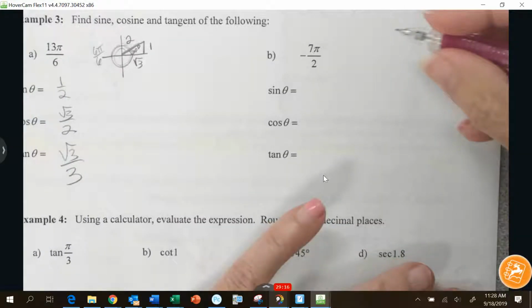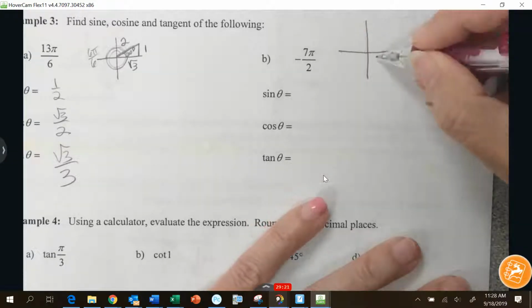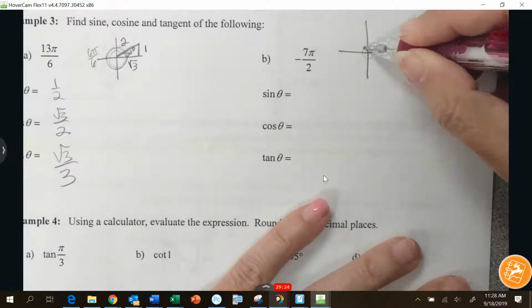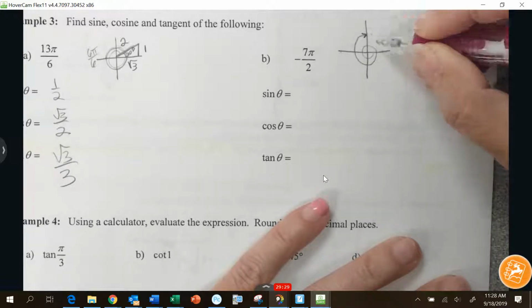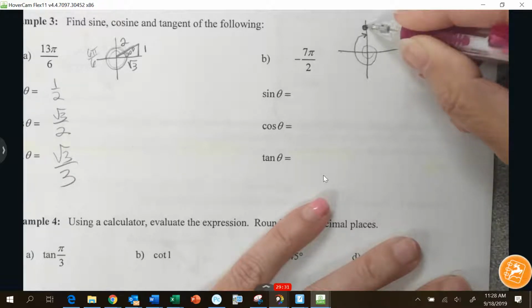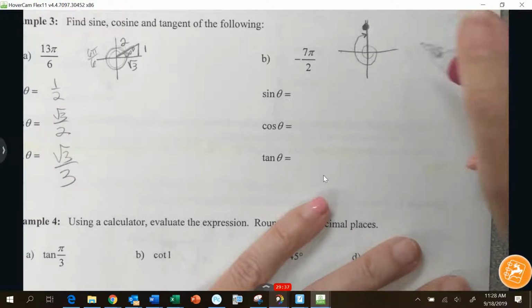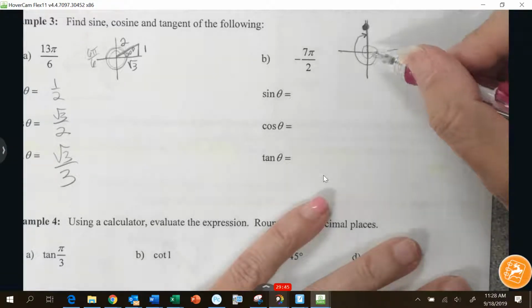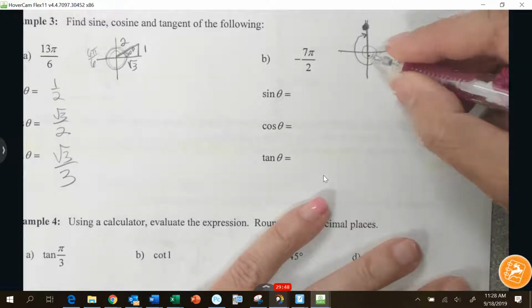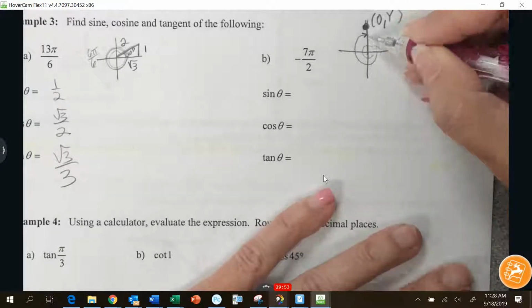And then this one, a lot of people had questions on. So I'm going negative, and I'm doing pi over 2, so that's going to be 1, 2, 3, 4, 5, 6, 7 pi over 2. So that's going to end up right here on the y-axis. So that does not have a triangle. You cannot make a triangle if it's on the y-axis or on the x-axis. The only time we have triangles is if we go over x, up y. Here we're going over nothing, up y. So there's not a triangle. It's just a straight line.